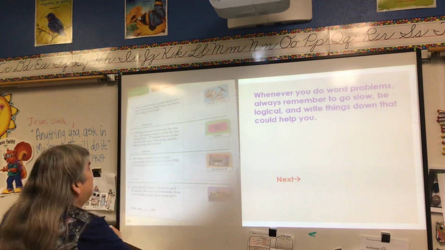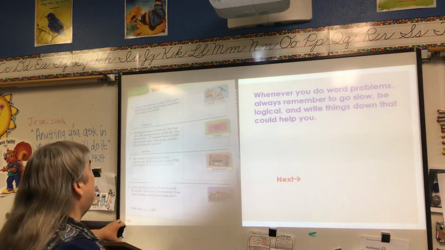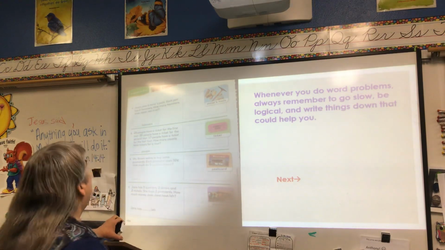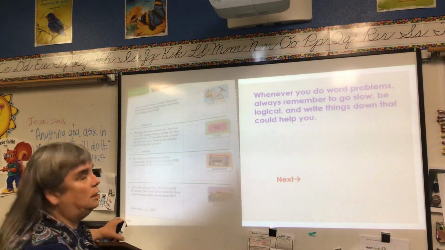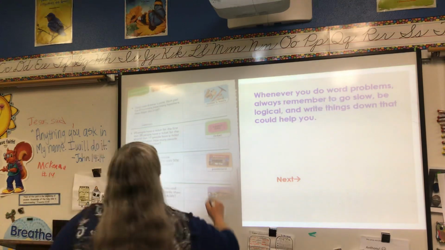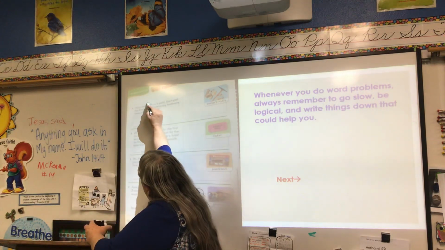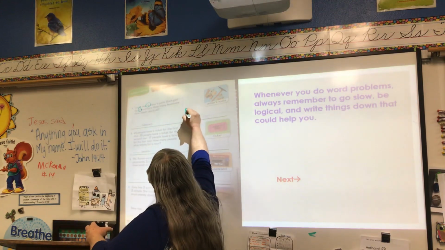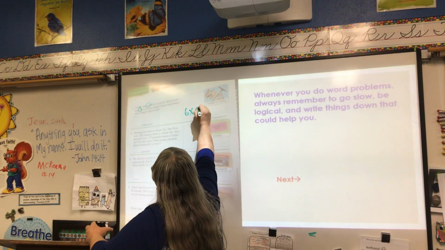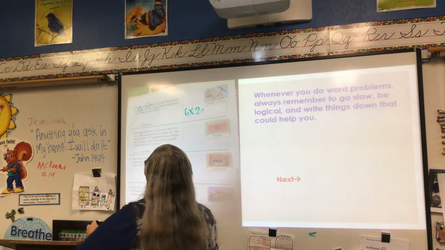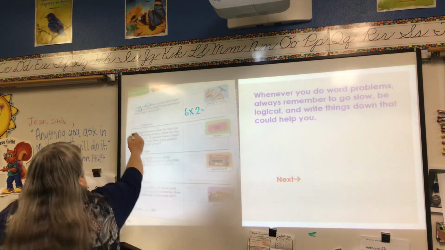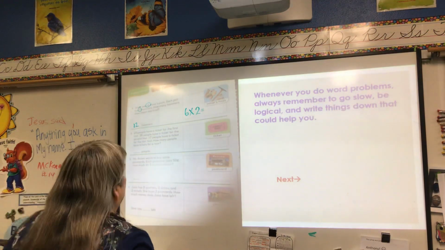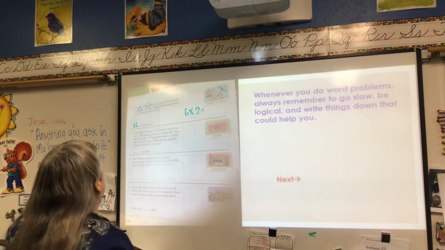Jason sees 6 miner's pails. Each pail has 2 hammers. I think I have my equal groups there. How many hammers does Jason have in all? So I have 6. Equal groups is 2. So I'm going to do this math problem. 6 times 2. Hey, I think it's that dozen eggs one again. It is 12 hammers. Okay, so not too bad.